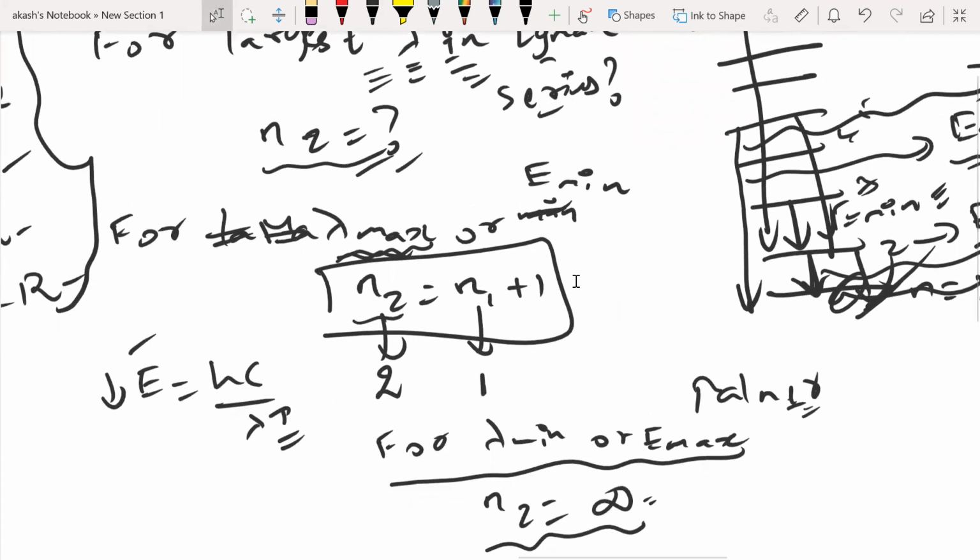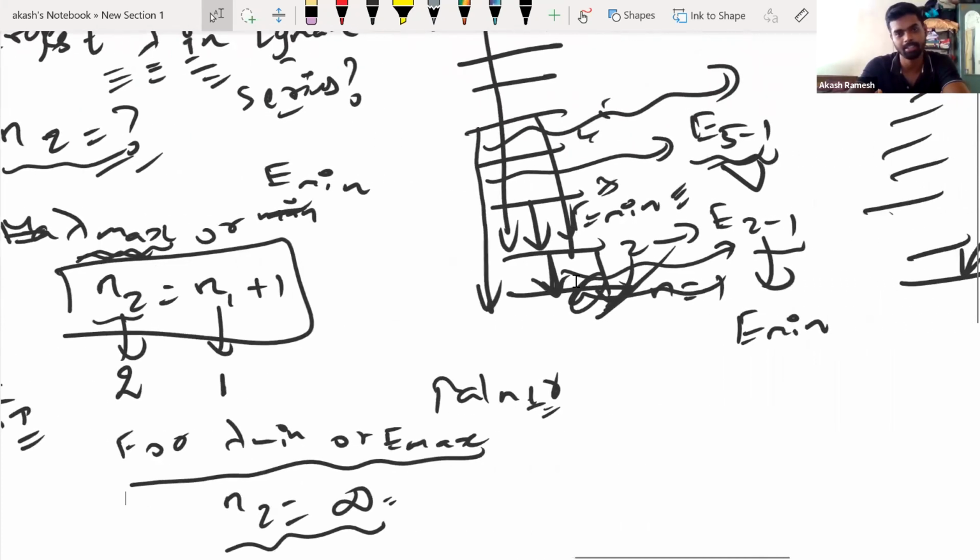Sir, suppose an electron is present in the third shell and it comes to the second shell first and then it goes to the first shell. What is that series called? There is no series like that. It is just the transition.